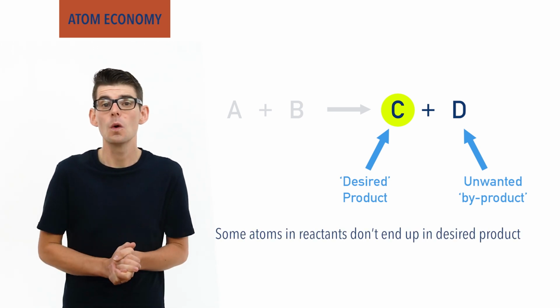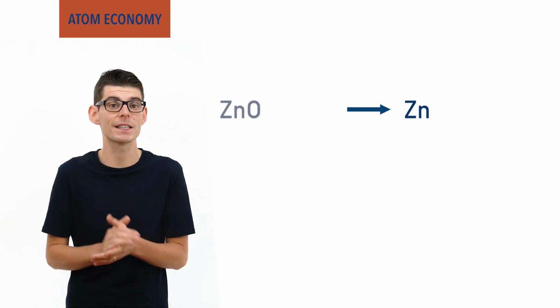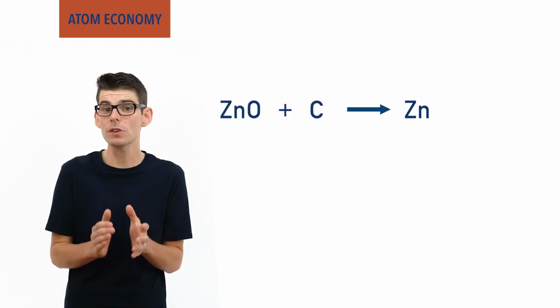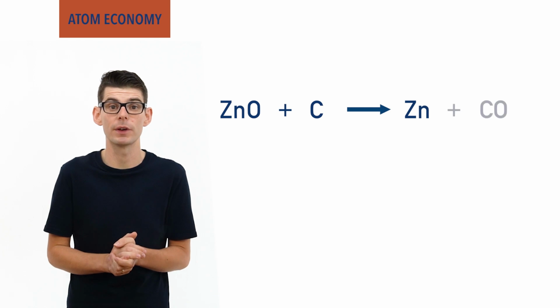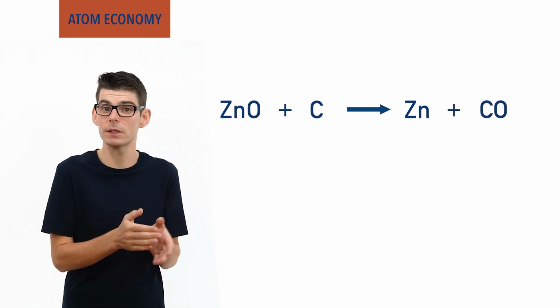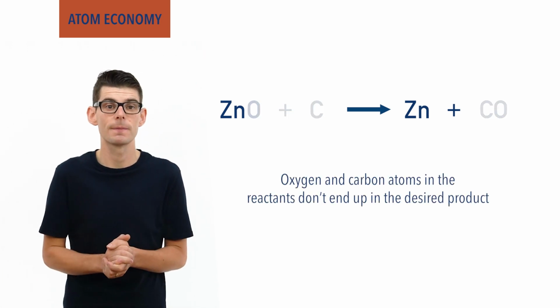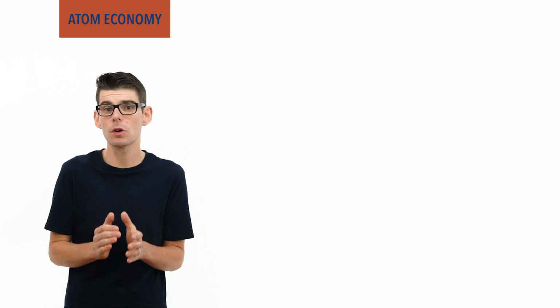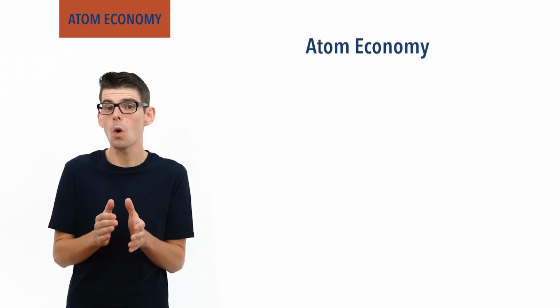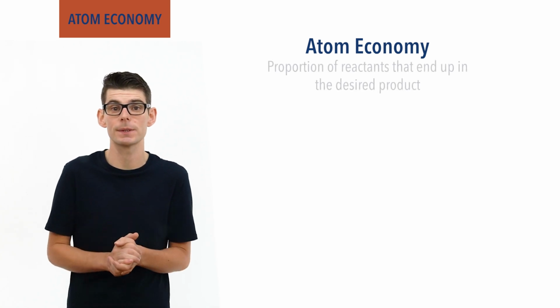For example, we can form zinc in the reaction between zinc oxide and carbon. Carbon monoxide is also produced, however. This means the carbon and oxygen atoms in the reactants don't end up in the desired product, zinc. A reaction's atom economy is a way of describing what proportion of the reactants end up in the desired product.